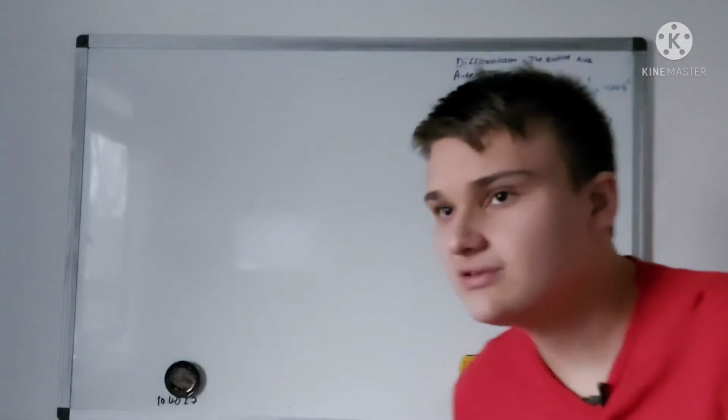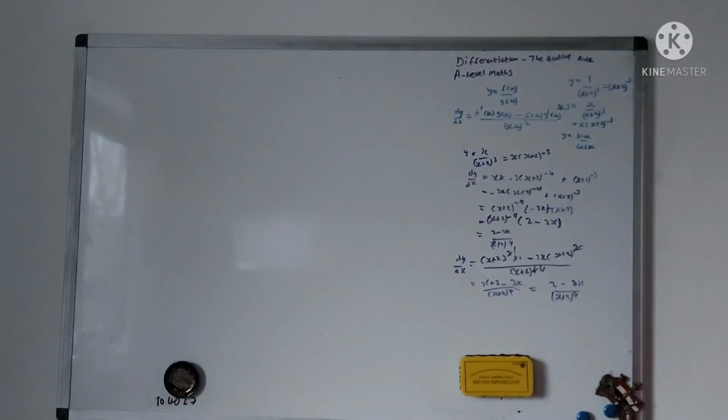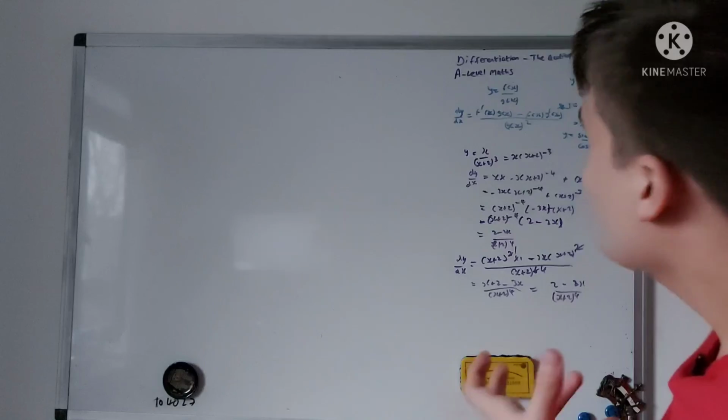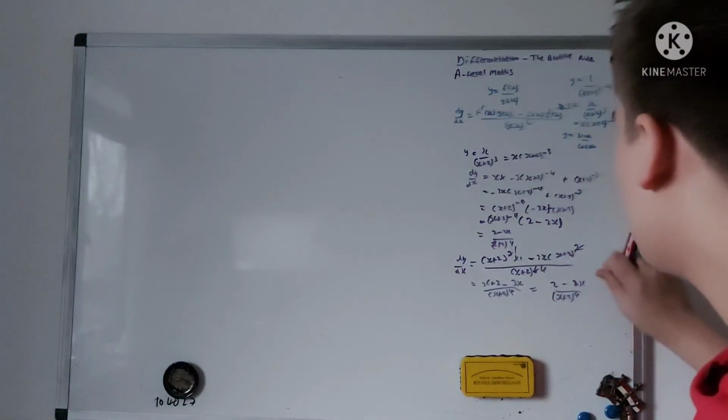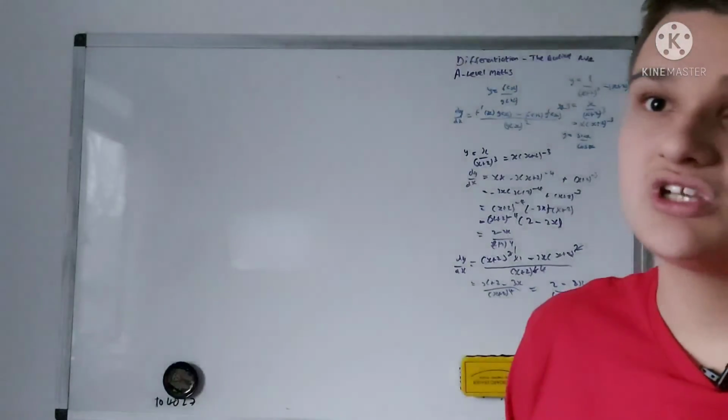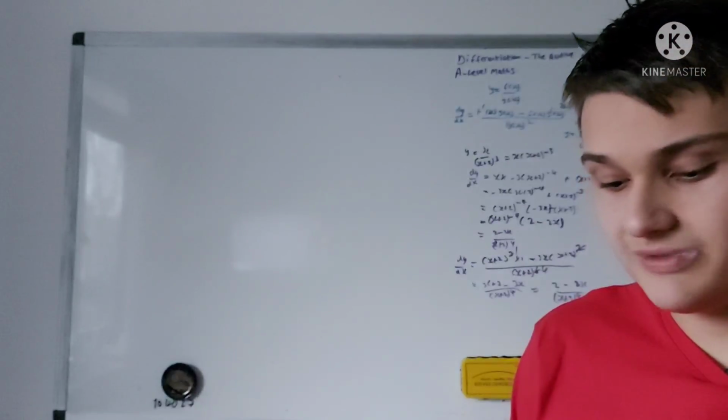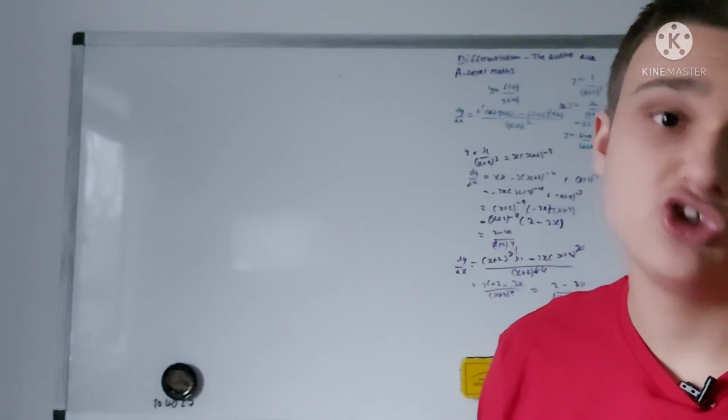So you can see which method is quite quick. Hopefully you can spot that yourself without me trying to tell you which one's quicker. But there is how we can use the quotient rule in order to differentiate these functions. In another video, I'm going to show you some examples of differentiating using the quotient rule.